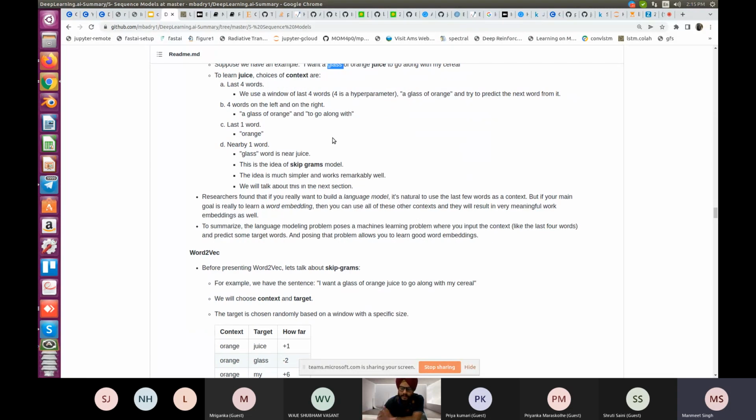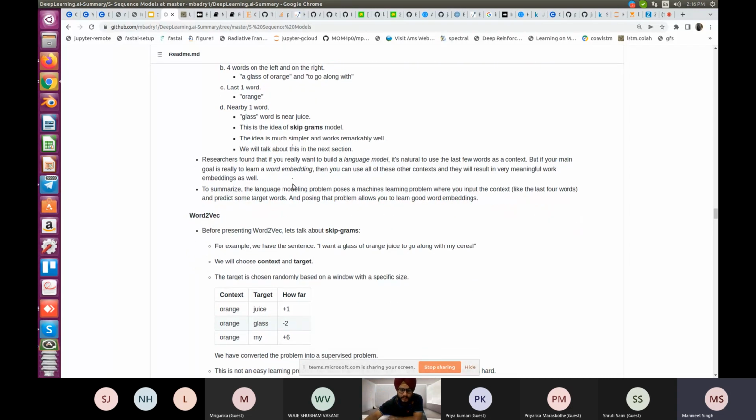So in NLP, if you use one word, then it's a unigram. In the terminology, if you are using two, then it's a 2-gram. N-gram basically means you have n words.